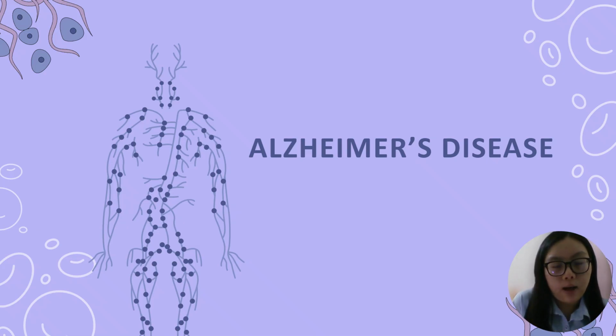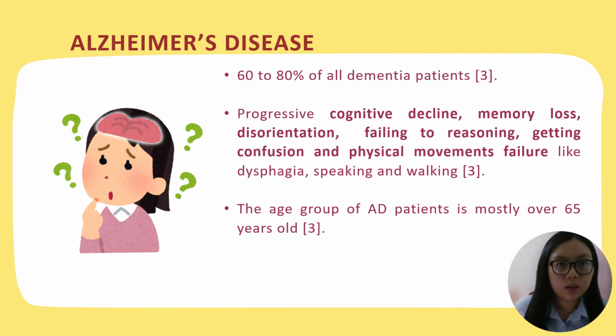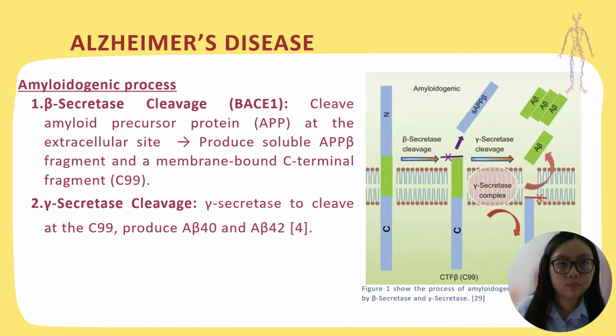First, let's talk about Alzheimer's disease. About 60 to 80% of all dementia patients are diagnosed as Alzheimer's disease. Alzheimer's disease patients will have the clinical symptoms of cognitive decline, memory loss, disorientation, failing to reason, getting confused, and physical movement failure like dysphagia, speaking, and walking.